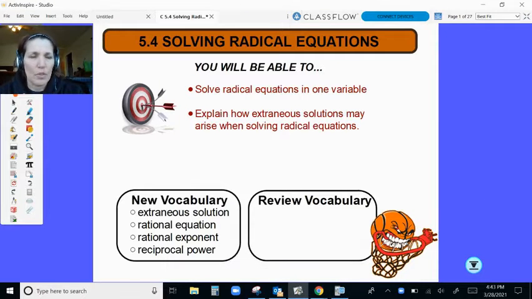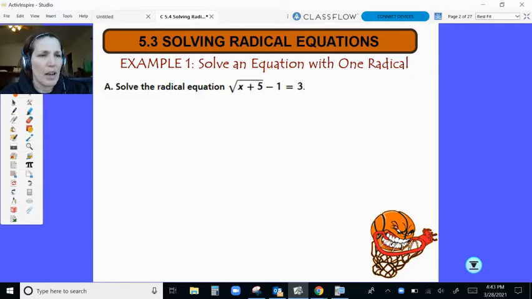Everybody, welcome back, and we're going to begin 5.4 today, which is solving radical equations. We're going to start off the unit by learning how to solve with just a single radical on one side of the equation. Just like anything else, if we're trying to solve for a particular term, we want to isolate that term. So we want to isolate this radical on one side of the equation.